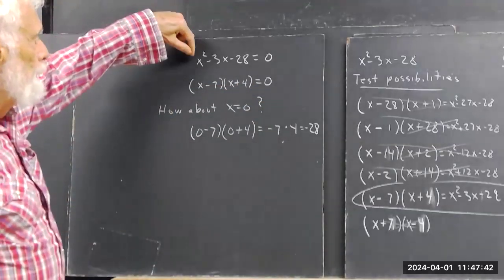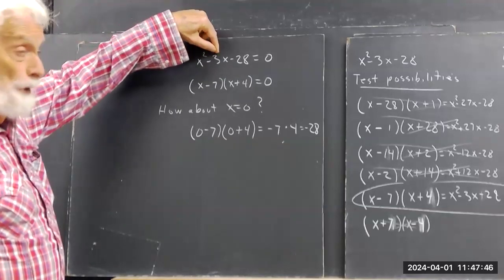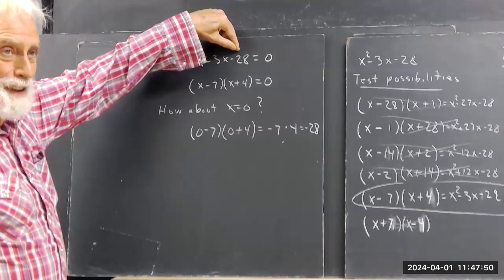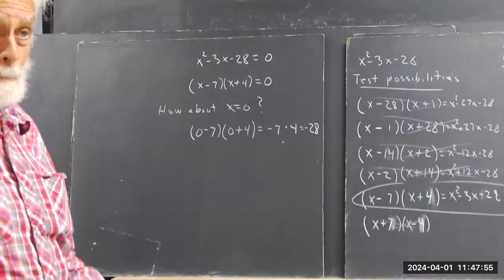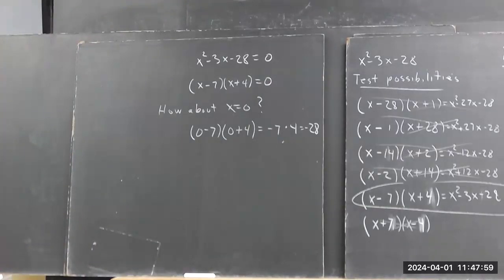Also, you could look at the original equation. If x is 0, this is 0, and this is 0. So you get negative 28 equals 0, and it doesn't satisfy the equation. Okay. So that was a good try, and thank you. But let's try something else.